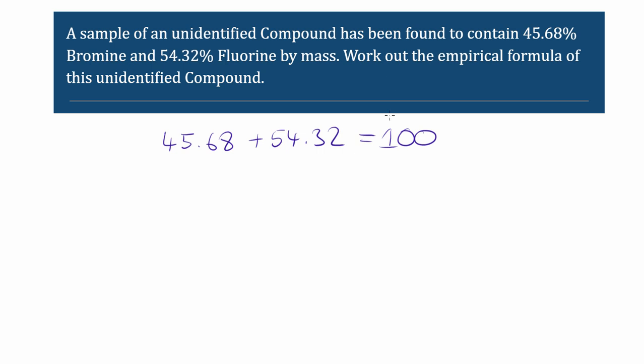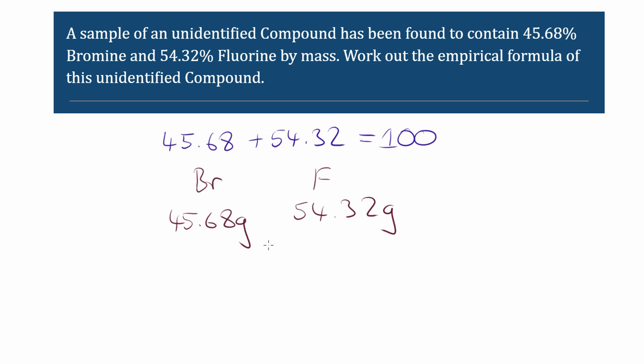And given that they've got different relative atomic masses, it's not as straightforward at this stage. But what we can do is make an assumption to help solve for this. We're going to assume that the sample we've got is a 100 gram sample. By making that assumption, we can say that for bromine, we've got 45.68 grams of bromine, and for fluorine, we've got 54.32 grams of fluorine.